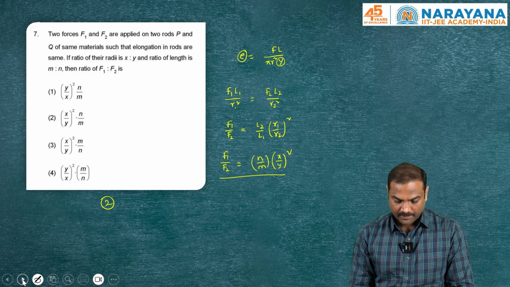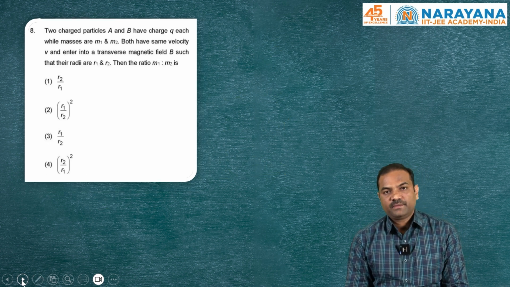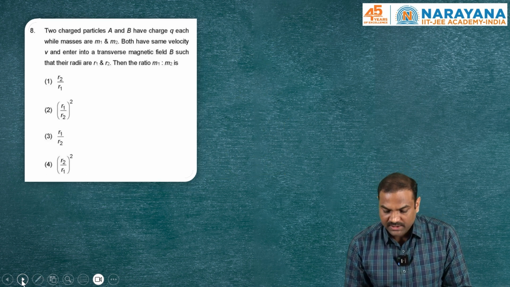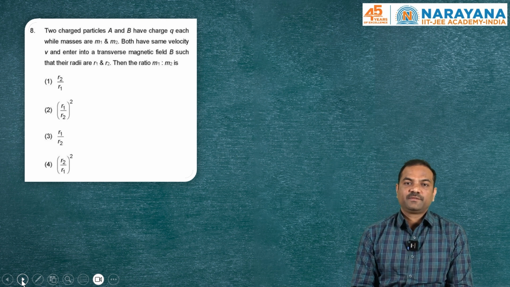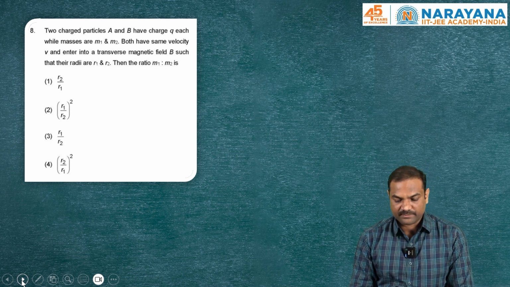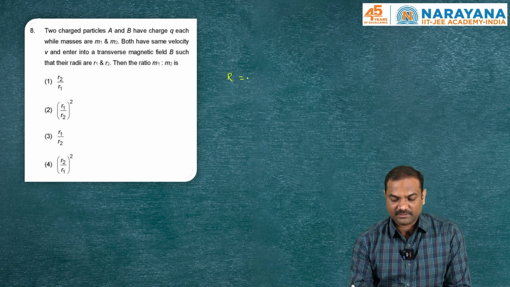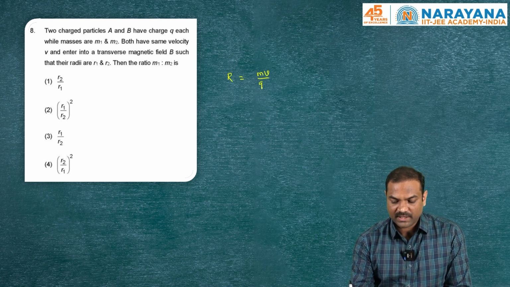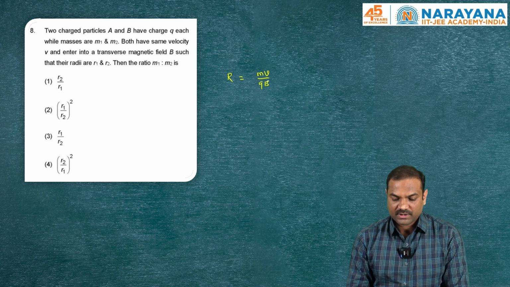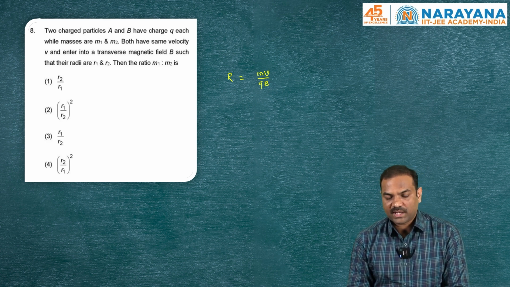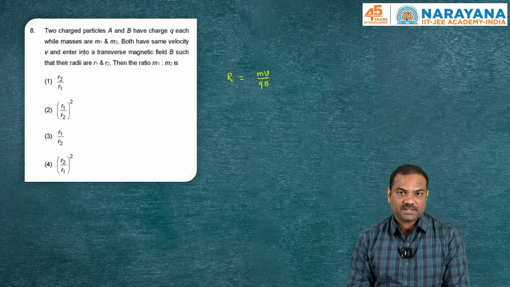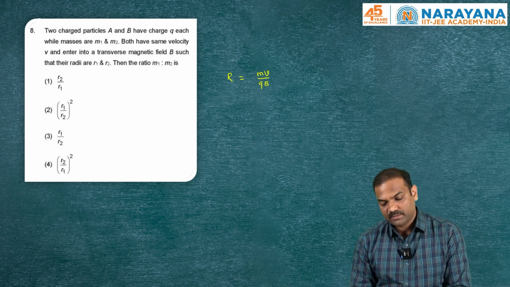Now we go with the third question, which is related to the radius of curvature of a charged particle inside a magnetic field. It's a straightforward question again. Radius of curvature inside the magnetic field can be written as mv by qB. If you go through the question, they have given charged particles. Both have the same charge, but masses are different. Both have the same velocity entering into the same magnetic field.